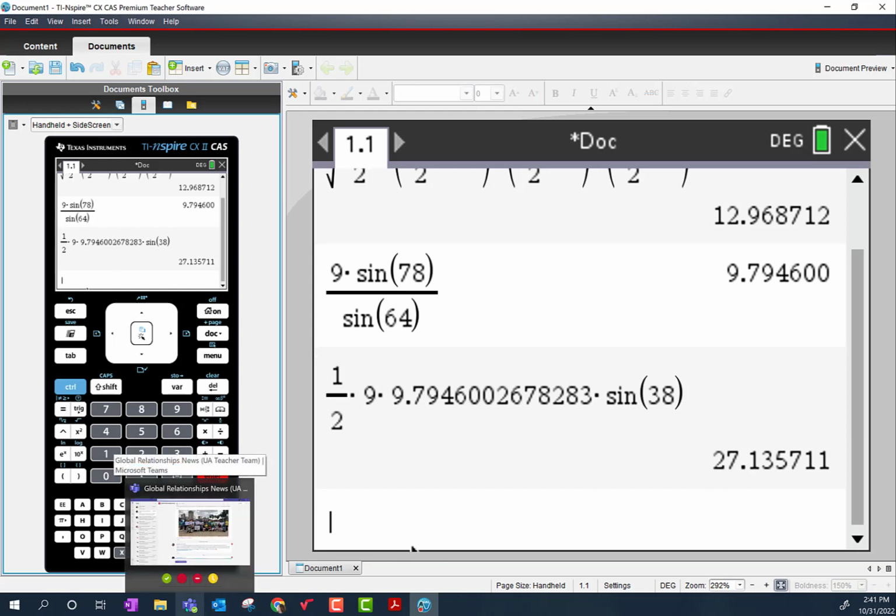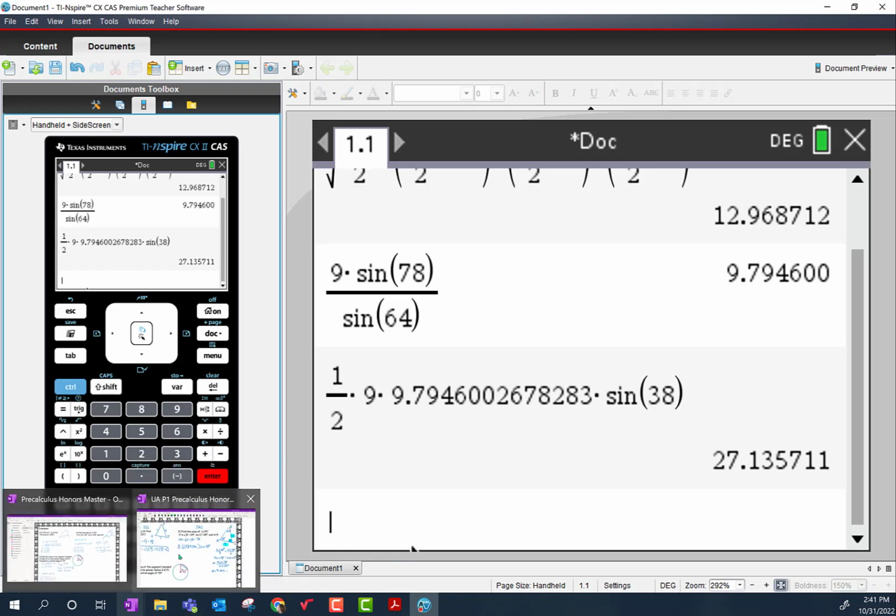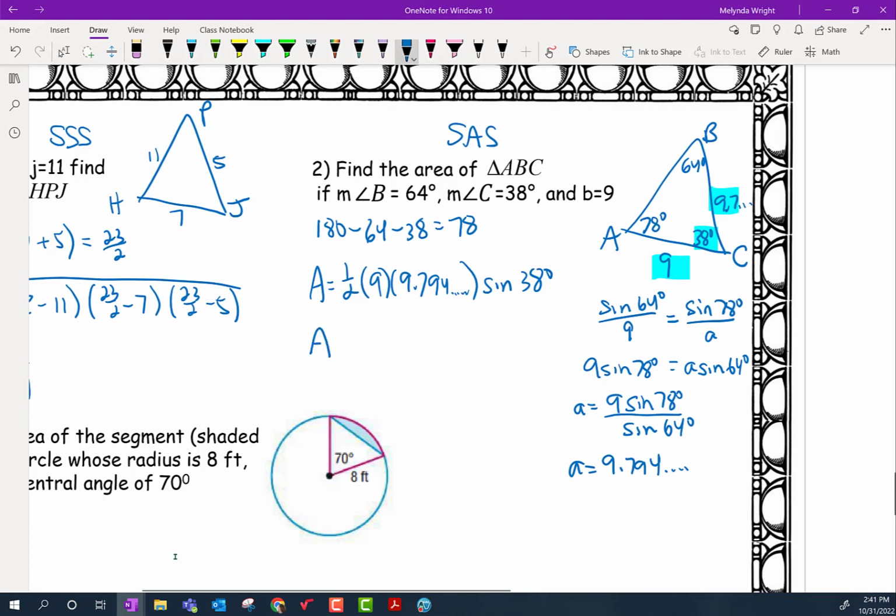So let's go back. Okay. We've got the area is going to be 27.1357. If we were putting it in our textbook, they would want us to do 27.14, and there's no units, but it would be units squared. All right, so we've had an example of using each of the formulas, Heron's and the other formula. How are we doing? Everybody okay?